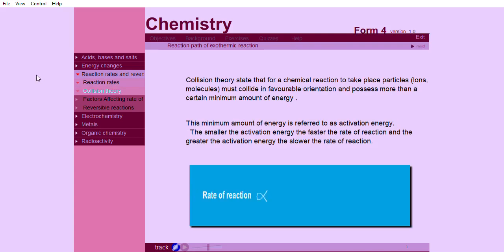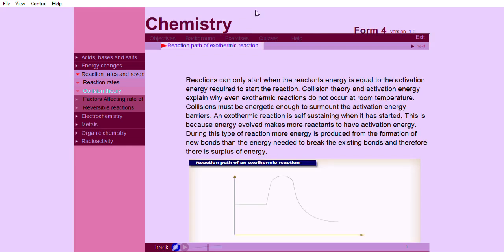Collision theory states that for a chemical reaction to take place, particles, for example, ions or molecules, must collide in favorable orientation and possess more than a certain minimum amount of energy. This minimum amount of energy is referred to as activation energy. The smaller the activation energy, the faster the rate of reaction, and the greater the activation energy, the slower the rate of reaction.